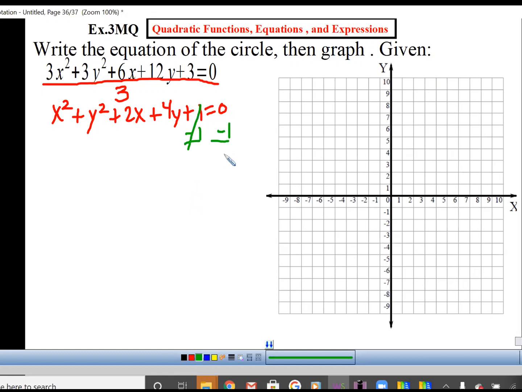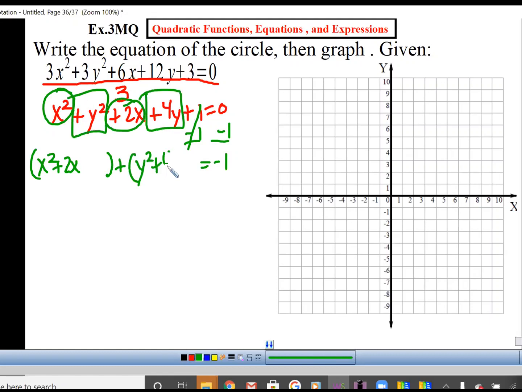We're left with -1 on this side, and we need to group these together, x squared with a 2x. So we write parentheses x squared plus 2x, empty space, parentheses plus, group these two, y squared and the 4y. So y squared plus 4y, empty space, parentheses. Next, we need to complete the square here. What do I do there? 2 over 2 squared. And what do I do to one side? I do to the other. How do I complete the square here? 4 over 2 squared. Add 4 over 2 squared.